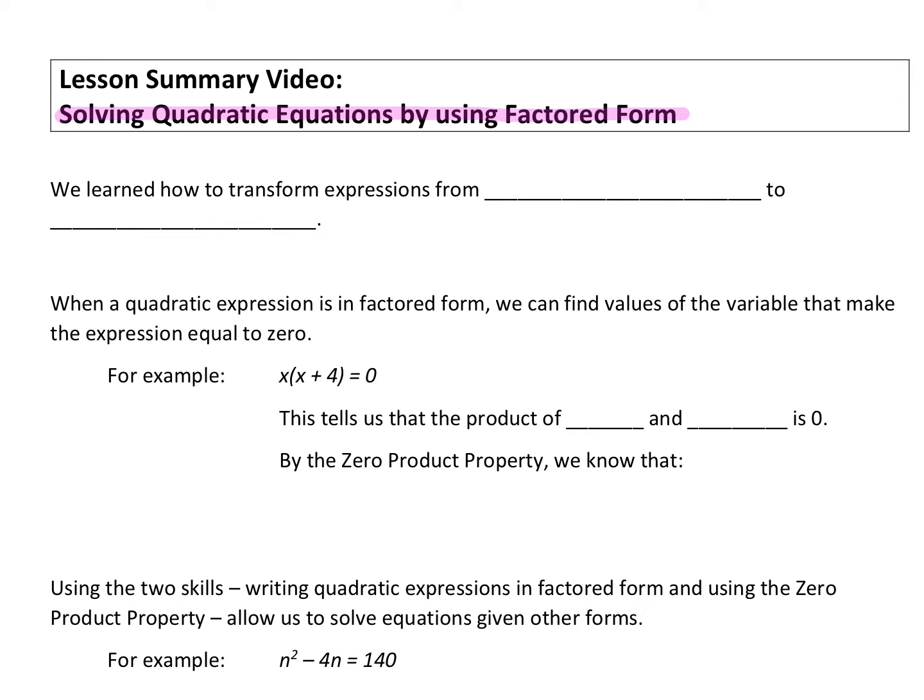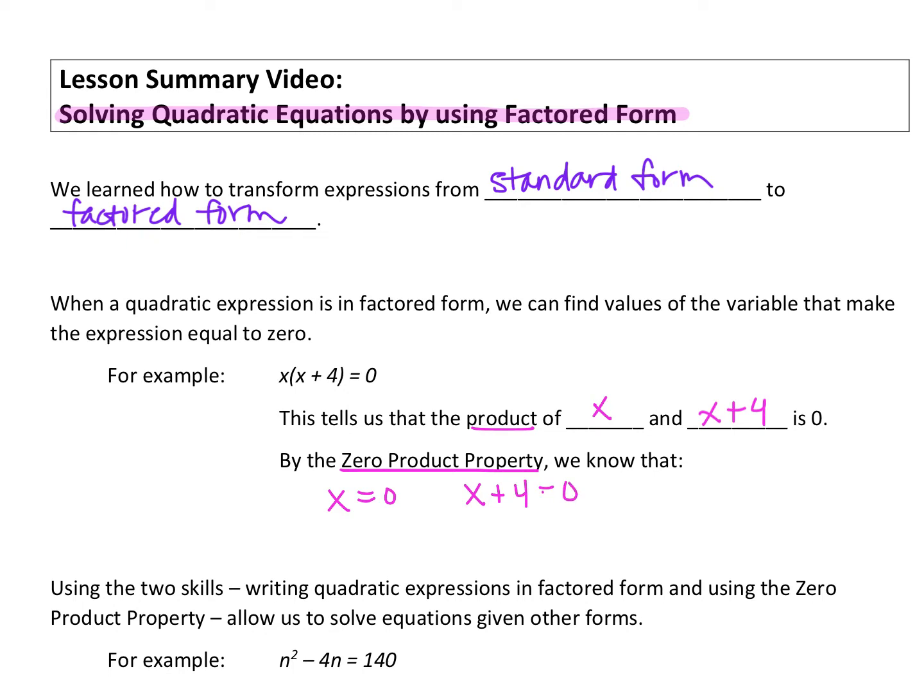So we learned how to transform expressions from standard form to factored form. When a quadratic expression is in factored form, we can find values of the variable that make the expression equal to 0. So for example, when we have x times x minus 4 equals 0, this tells us that the product of x and x plus 4 is 0. So by that great thing called the zero product property, we know that this means either x equals 0 or x plus 4 equals 0. So based on those two equations, that tells us that 0 and -4 are solutions to the equation.